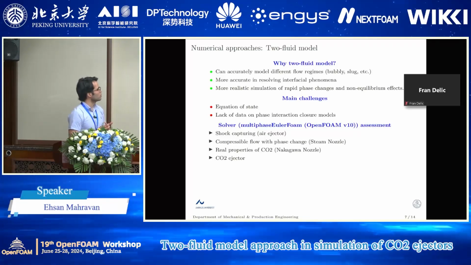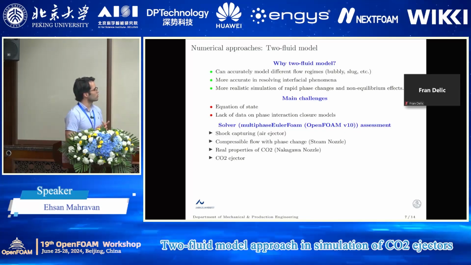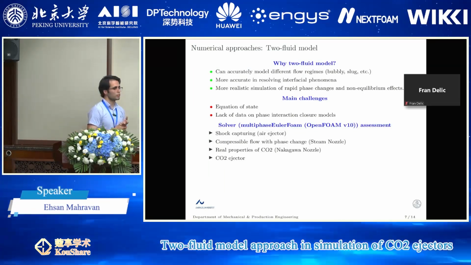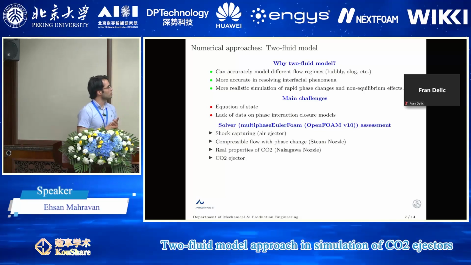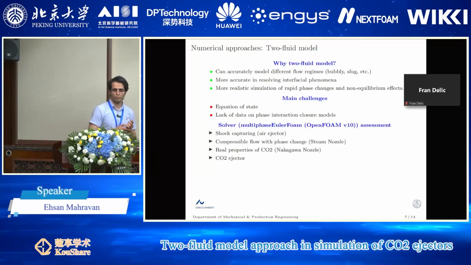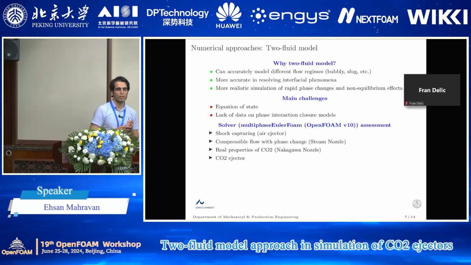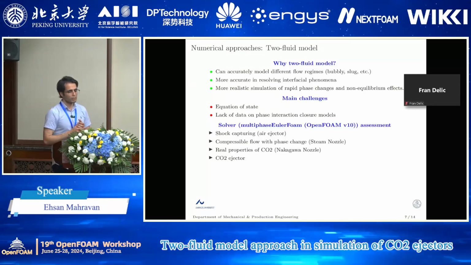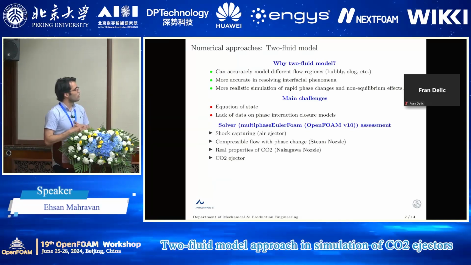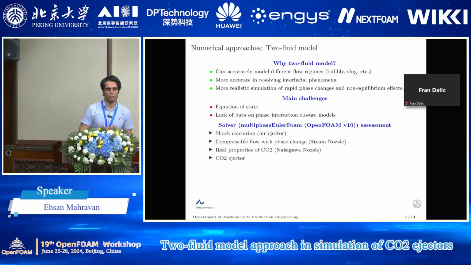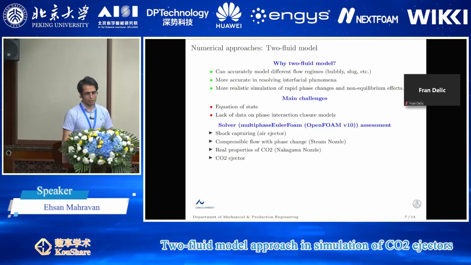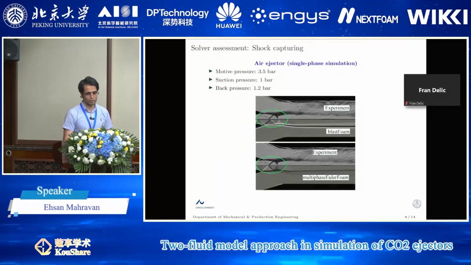And since there is no detailed experiment from CO2 ejector, we broke down the problem into different parts. One, to check the shock capturing capabilities through air ejector test case, then compressible flow with multi-phase with phase change through steam nozzle test case, and then we check real properties of CO2 through Nakagawa nozzle, which is much less complicated compared to CO2 ejector or even other test cases. And the last step would be simulation of CO2 ejector.